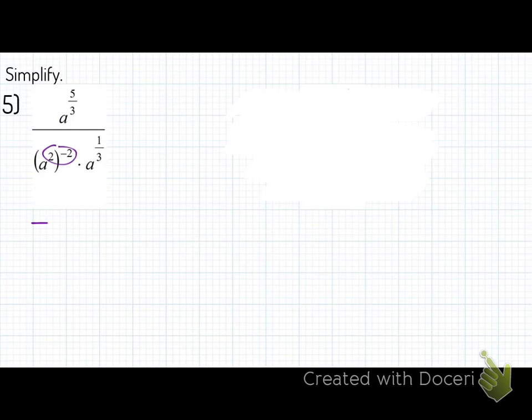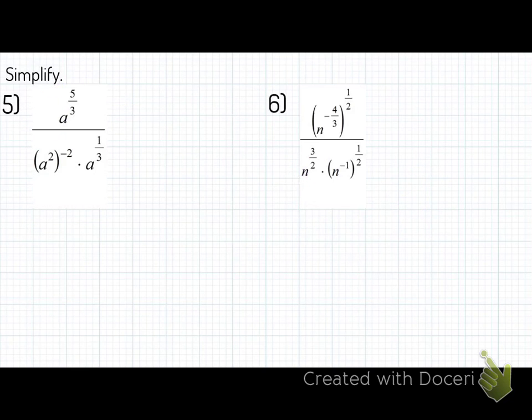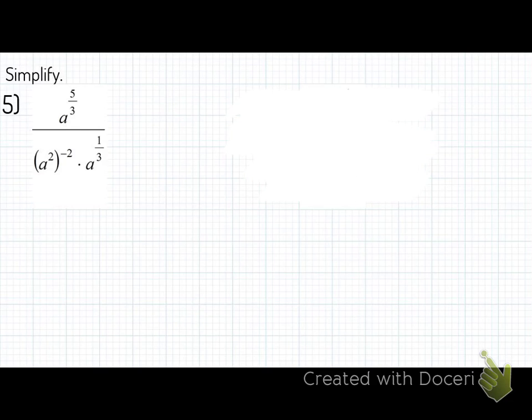Number 5. Let's write down number 5. This one looks a little more crazy, right? Okay, so let's just focus on the numerator. Can I do anything with the numerator, in regards to simplifying just the numerator? Yes or no? No, we're going to leave it alone.